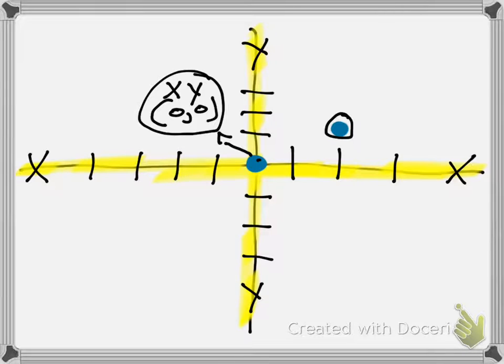Okay, so first we'll do our x-axis. That's the first one. So this one is 1, 2. Okay, so we know he's at 2. But then where's he at on the y-axis? We've got to go up. 1, 2. That's where he is. So we know that he is at the point 2, 2. All right, let's do another one.